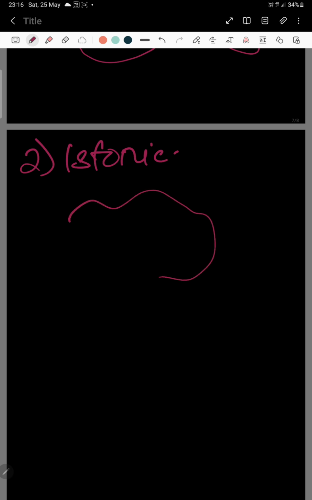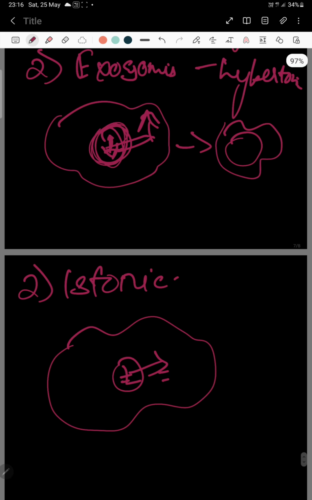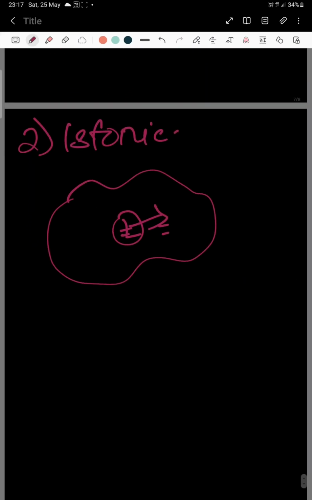Now we have the second case, isotonic, in which the water concentration in the medium is equal to the water concentration in the cell. So no net movement. Water moves in both directions but there is no net movement.